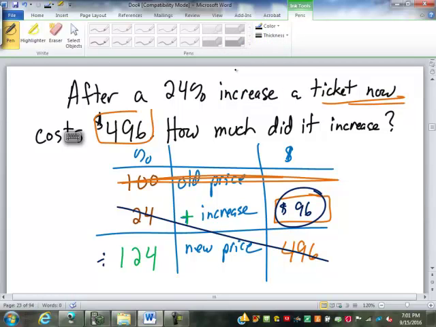So the moral of the story is these percent increase problems can be fairly tricky. So be careful with them. Anybody have any questions right now?